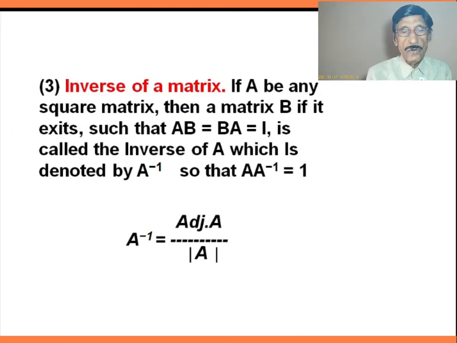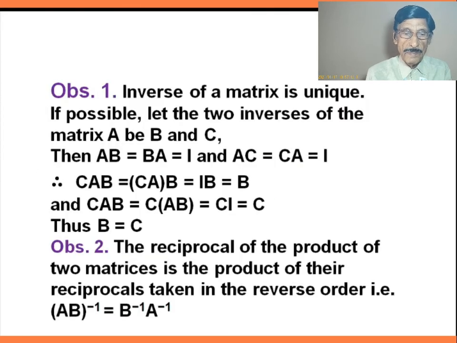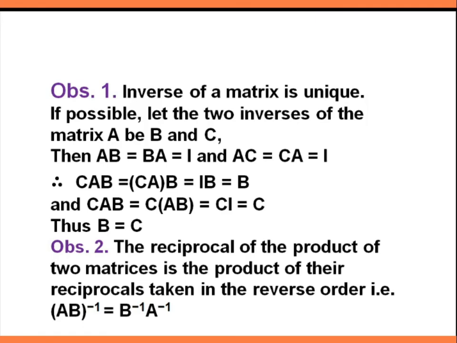Observation number 1. Inverse of a matrix is unique. If possible, let 2 inverses of the matrix A be B and C. Then AB is equal to BA is equal to I, and AC is equal to CA is equal to I. Therefore, CAB is equal to (CA) within bracket B is equal to IB is equal to B, and CAB is equal to C (AB) within bracket is equal to CI is equal to C. So we get the same result. Therefore, B is equal to C.